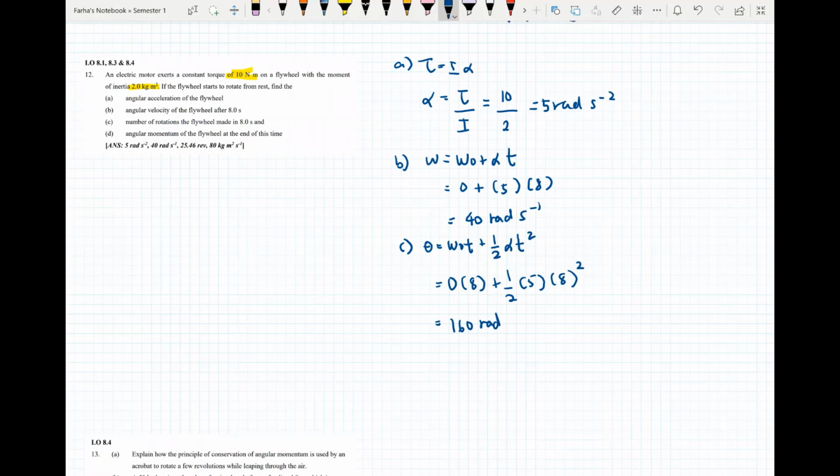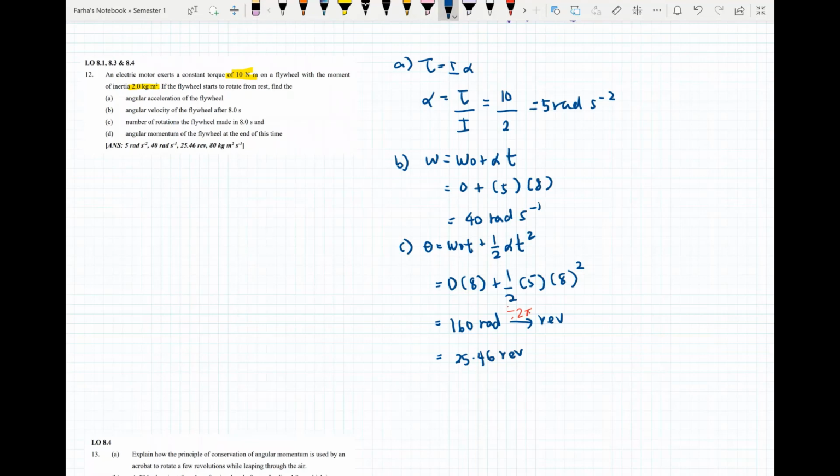Number of rotations, normally we mention in the unit of revolution. So we need to convert radian to revolution. So we divide by 2 pi, and we get the answer 25.6 revolution. Okay, for D, angular momentum of the flywheel at the end of this time.